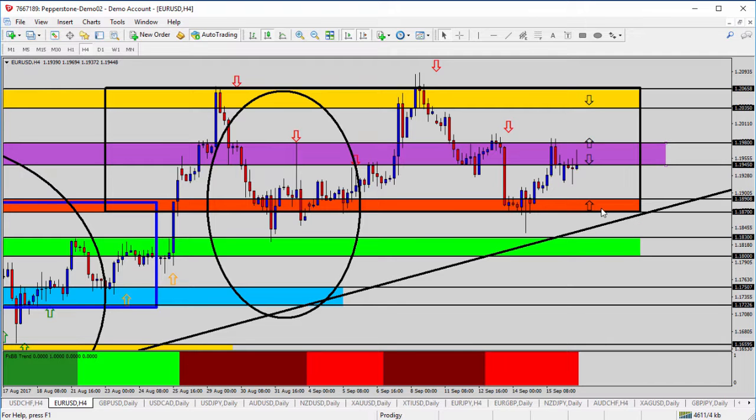Back down to the orange zone, of course, becomes a potential opportunity for support and to go back up. But right now, intraday, as long as it's underneath the purple zone, I don't think going long is a very good idea. Maybe even an intraday sell opportunity here for the euro dollar today.